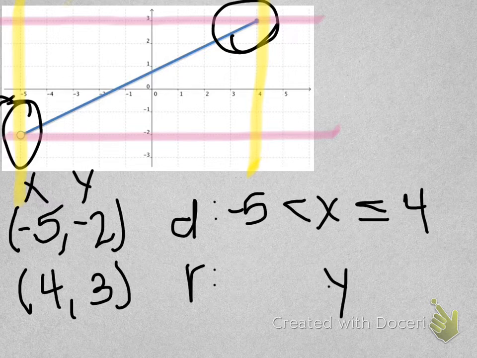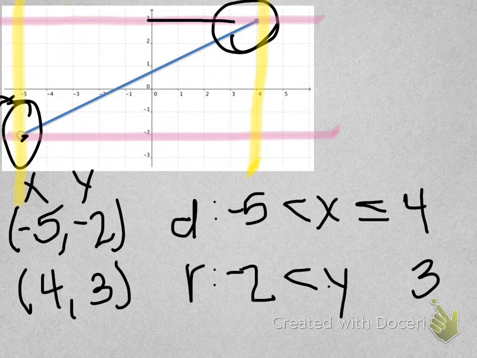With range, our smallest y, -2, goes right here. Our biggest y goes over here. Same thing with domain. What endpoint goes with -2? Well, right here, it's open, so it's just going to be less than. What endpoint goes with when y is 3? It's closed, less than or equal to.